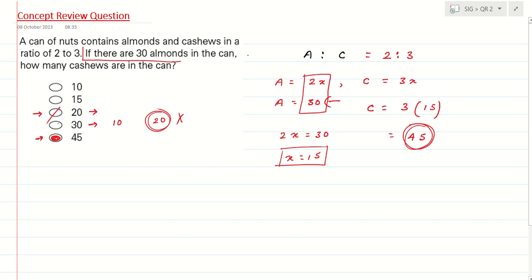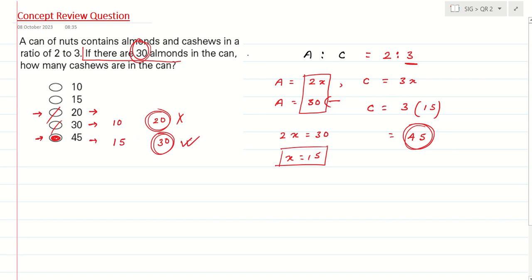But this is not my answer. Look at this side, 45. So 3 parts is 45. Why 3 parts? Because 3 parts is given here, cashews. 3 parts is 45. So what is the one part? 15. What about the 2 parts, the almonds? 30, which is my target, 30 almonds.